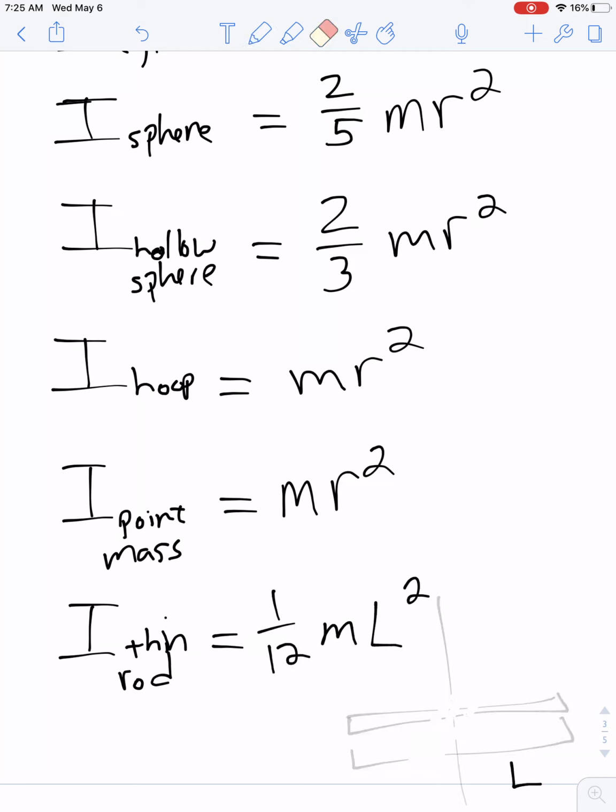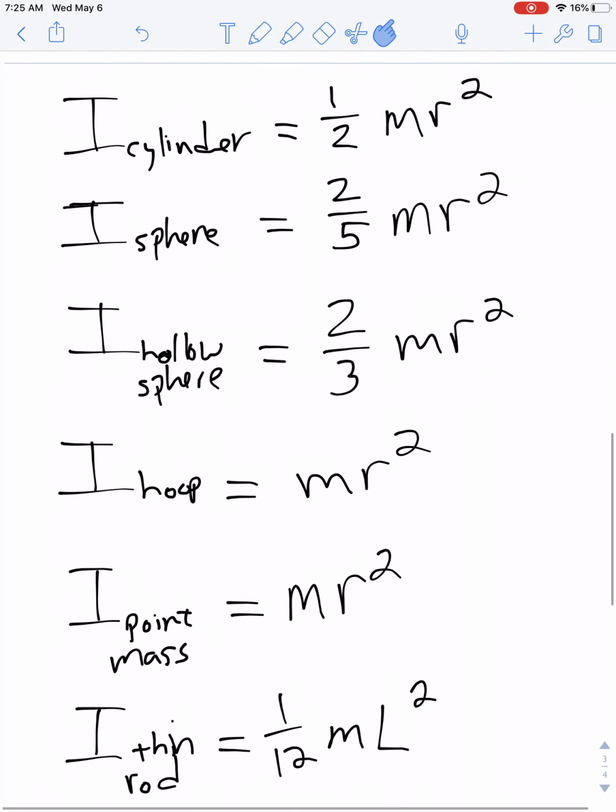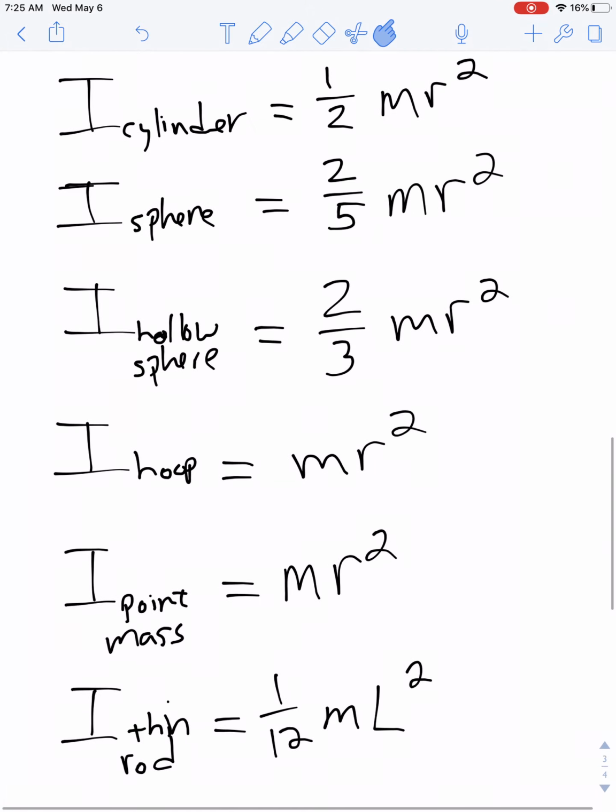So really what we have here is just sort of a list of formulas that you can refer to periodically as you need for the inertias for various common shapes. For a cylinder, a solid sphere, hollow sphere, hoop, point mass, and thin rod, you have your inertias, okay?